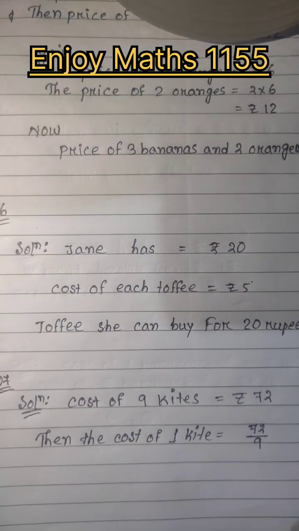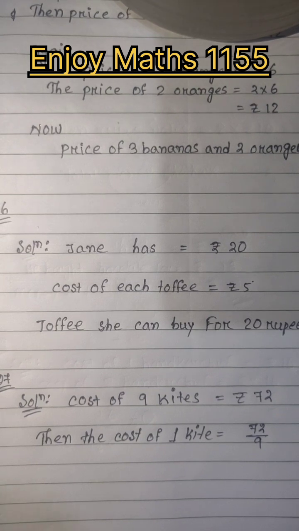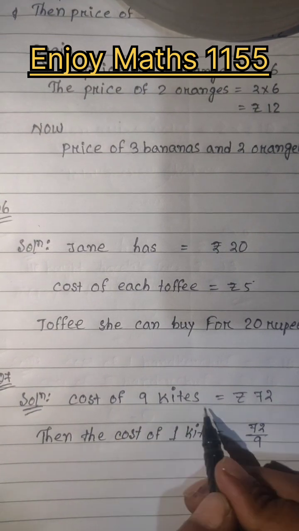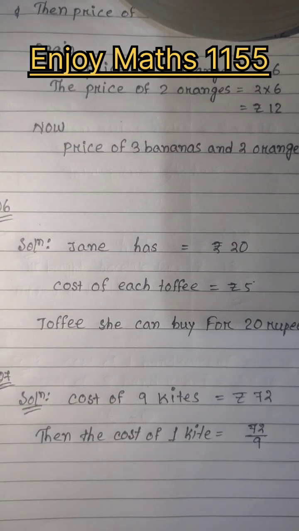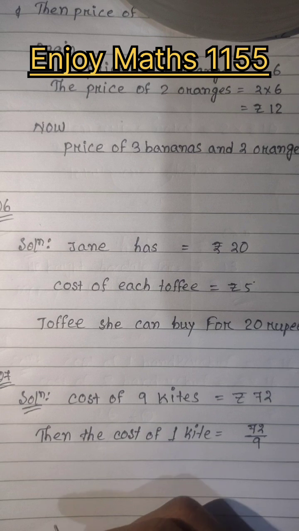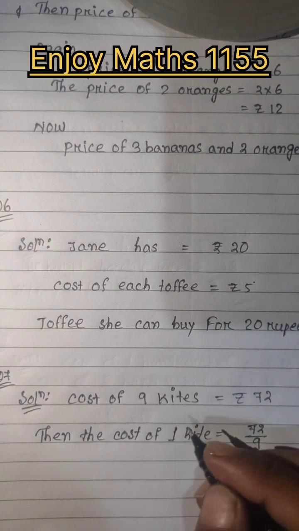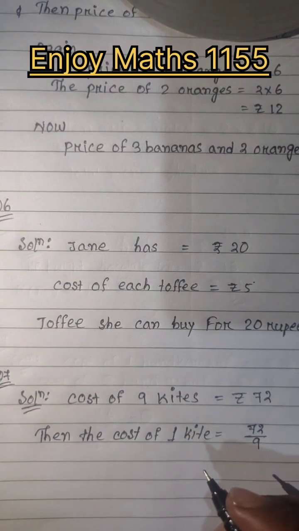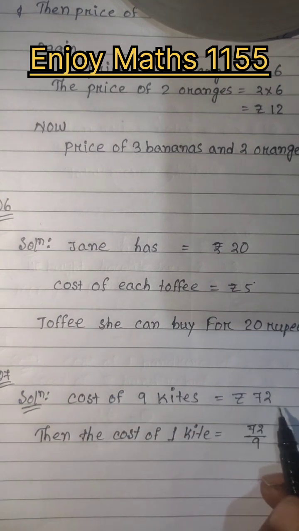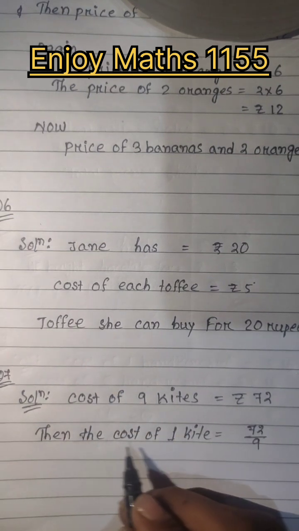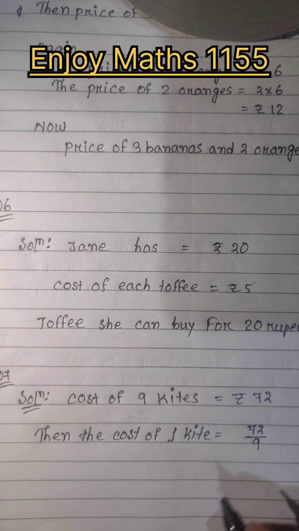Let's do the solution. The cost of 9 kites is 72 rupees. What we have to find? We have to find the cost of one kite. If we want to find the cost of one kite, what do we have to do? Divide, multiply, plus, minus, or what? If we find the cost of one thing, we have to divide. The cost of 9 kites is 72 rupees, then the cost of one kite will be how many? That means we have to divide.